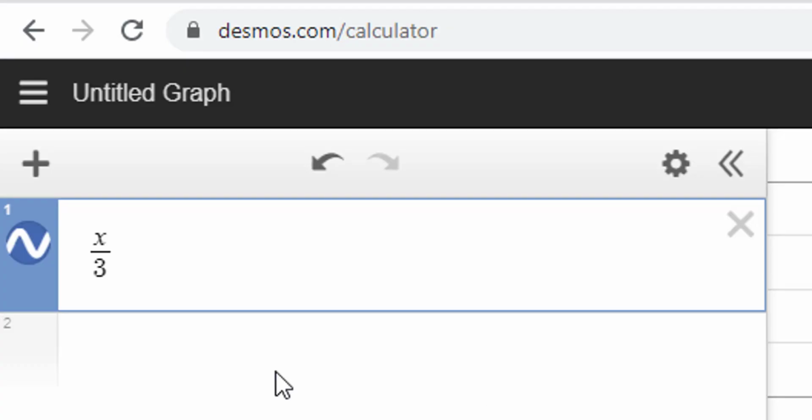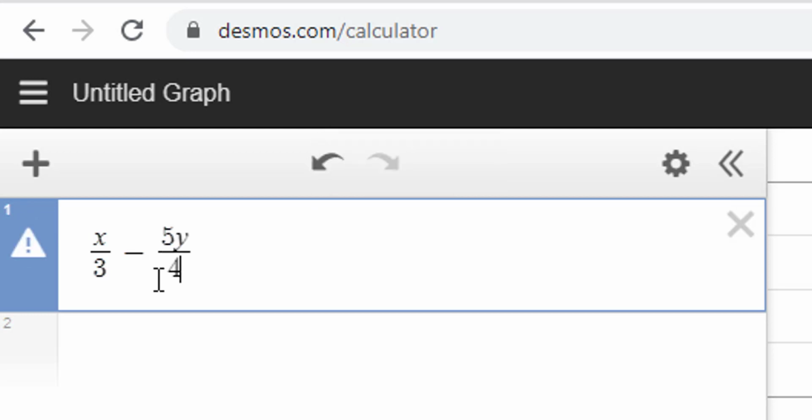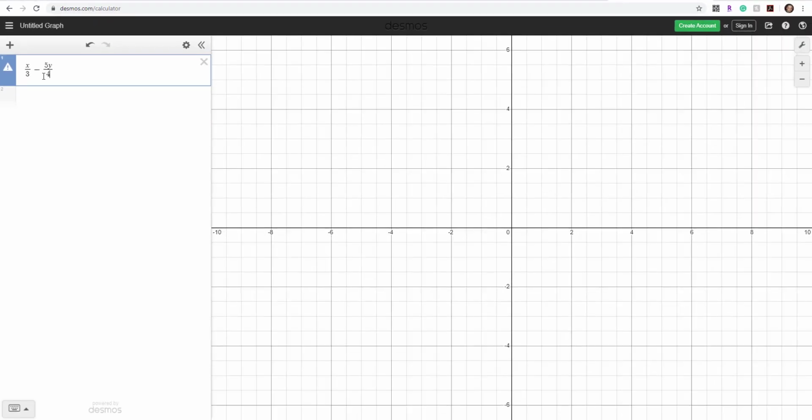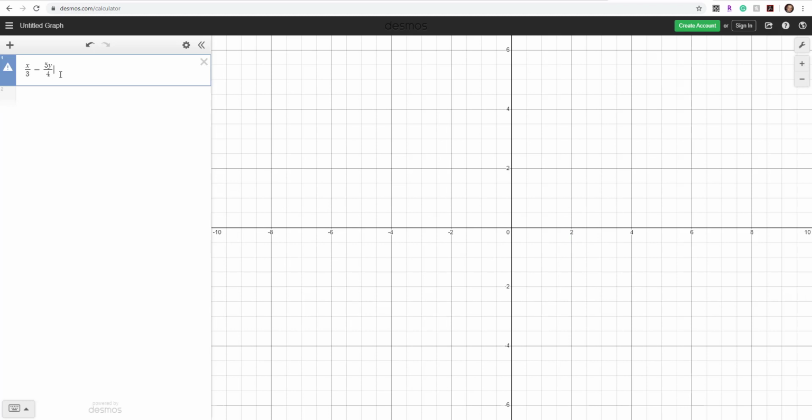So I click here, minus 5y over, so I hit the forward slash key, over 4. And then the last part was equals 7. So I put equals 7. And then you can see here, my graph is a straight line.